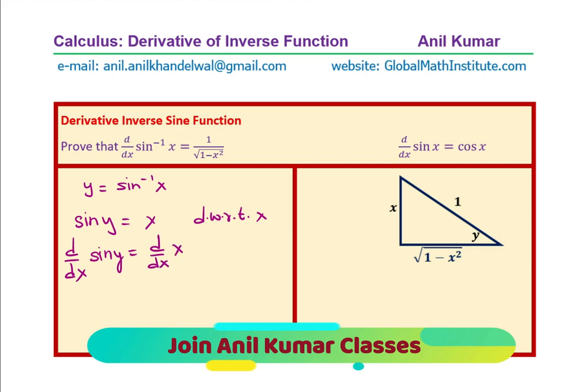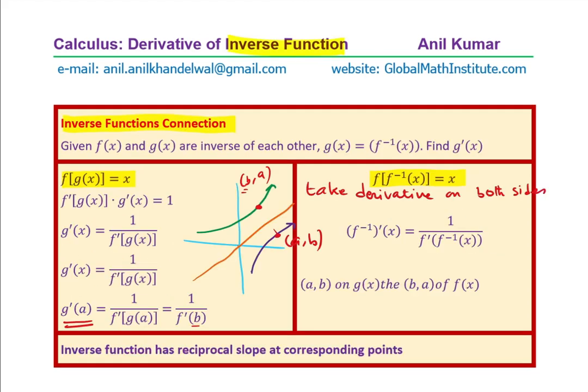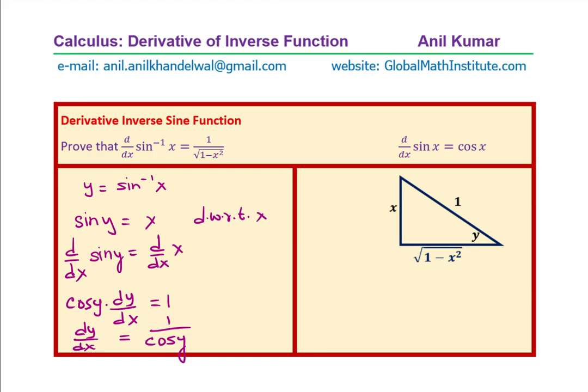Now, doing the implicit differentiation, the derivative of sine y will be cos y times dy/dx. And the derivative of x is 1. That gives us that dy/dx is indeed equal to 1 over cos y. Make sense? dy/dx is 1 over cos y. You see that? So if you look into the proof which we were just talking about, does it connect?